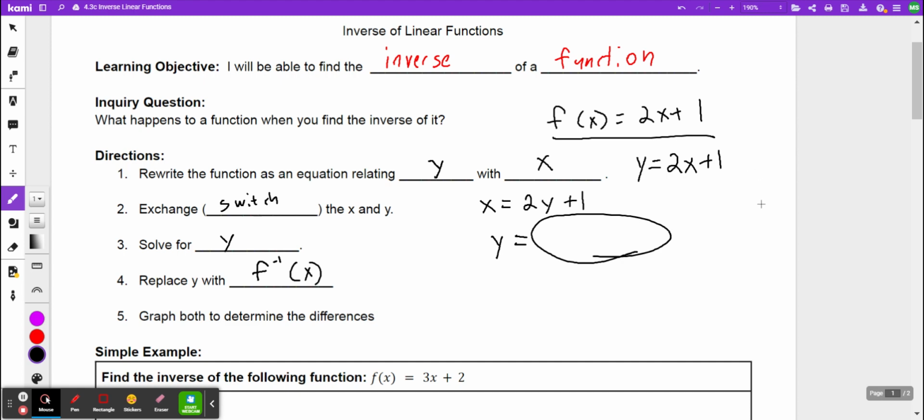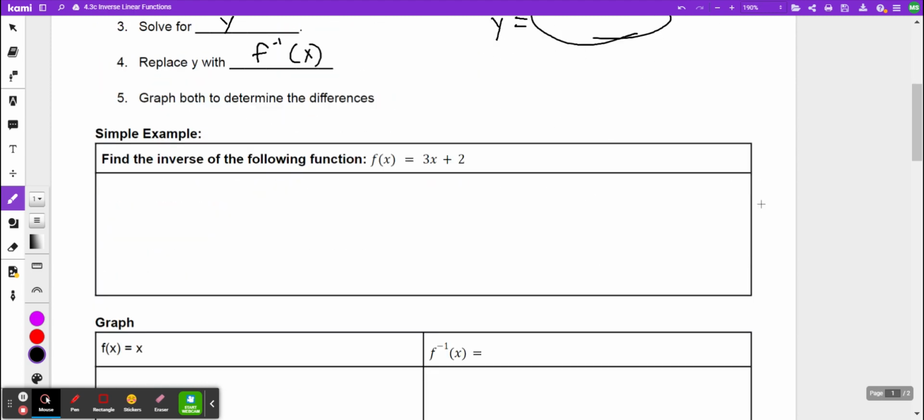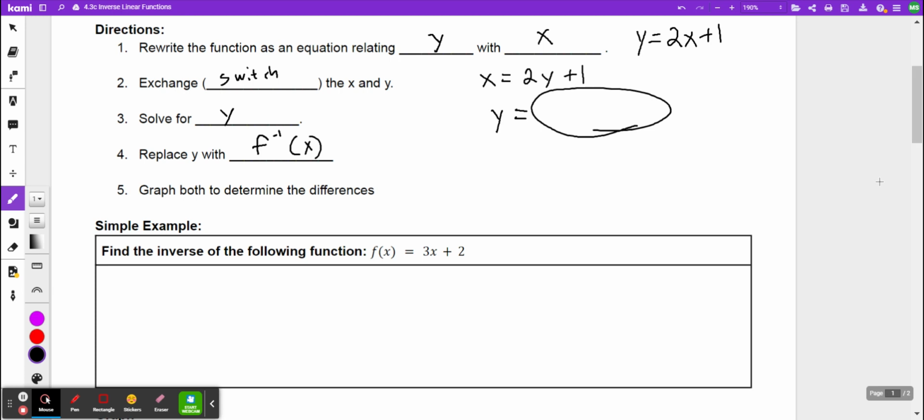So we have to find the inverse of the following function. f of x is equal to 3x plus 2. So what does this mean? Well, first I'm going to rewrite it. I'm going to say y is equal to 3x plus 2. Cool. Second part, I'm going to switch out the x and the y. So now I have x is equal to 3y plus 2.